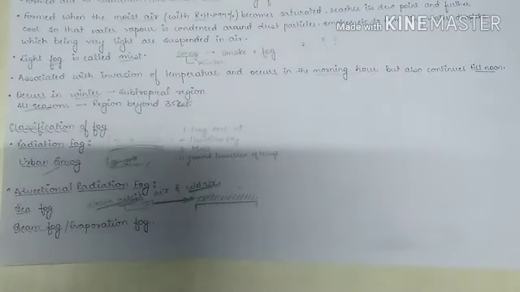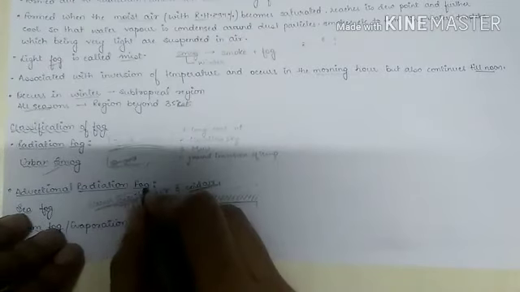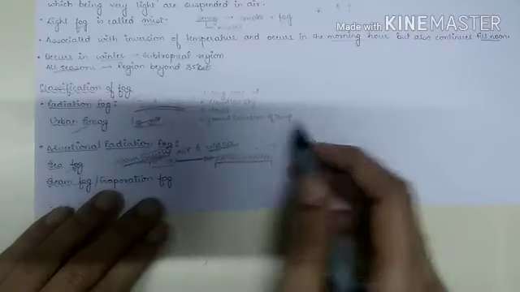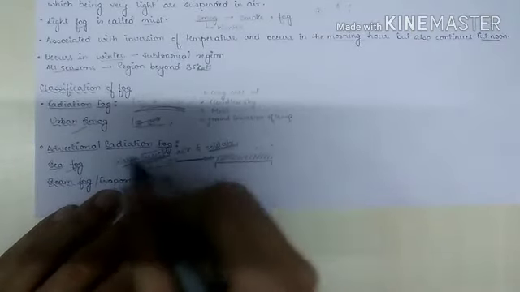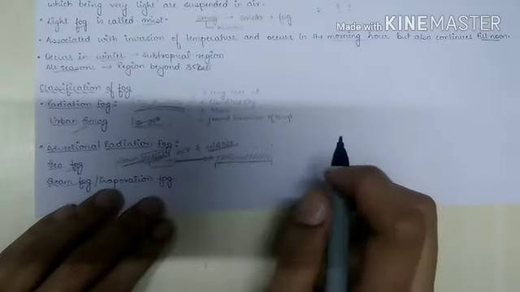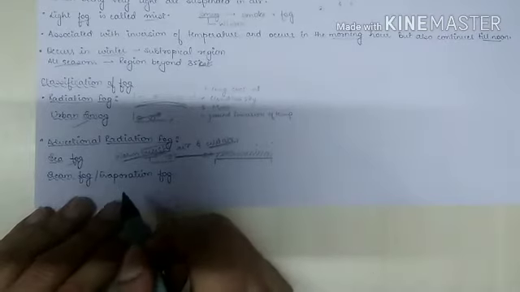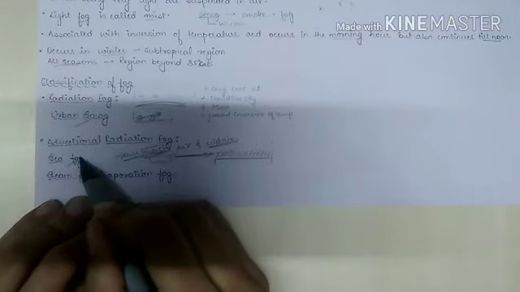Next is moist air, or high relative humidity in the air. Then lastly, we should have a stable stratification in the atmosphere. So when these conditions are fulfilled, advectional radiation fog will be formed. Now we have the next term related to advectional radiation fog, that is sea fog.